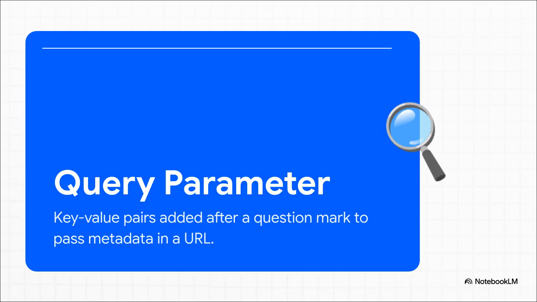Why do we do this? Well, remember that GET requests don't have a body to hold extra data like a POST request does. So if we want to pass metadata or user-defined search values to the server, we just append these key value pairs directly onto the URL.